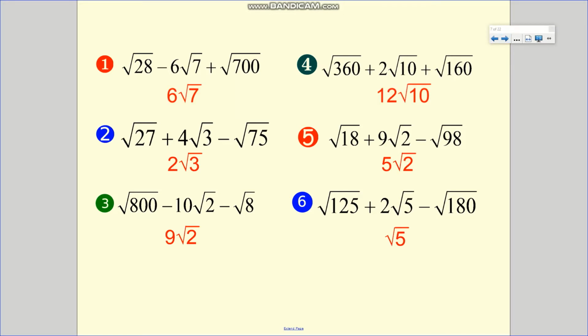The answers to your questions are there on the board in red. The answers are underneath the calculation. So the first one is 6 root 7, the second one is 2 root 3, the third one is 9 root 2, the fourth one is 12 root 10, the fifth one is 5 root 2, and the last one is just root 5. Or if you put 1 root 5, I'll give you it, but it's not particularly good form. Make sure that if you've got just 1 root 5, you just put the symbol for root 5 down.